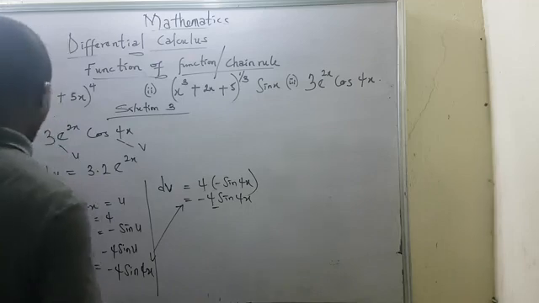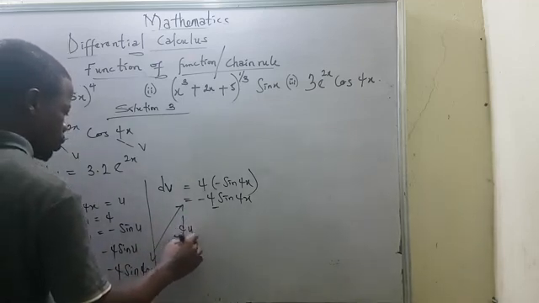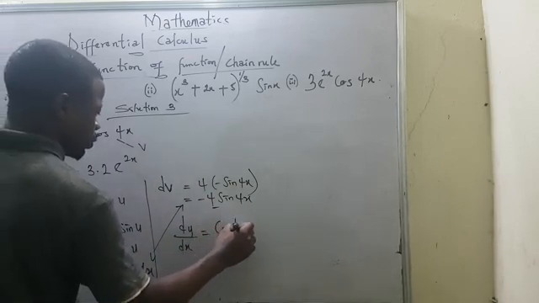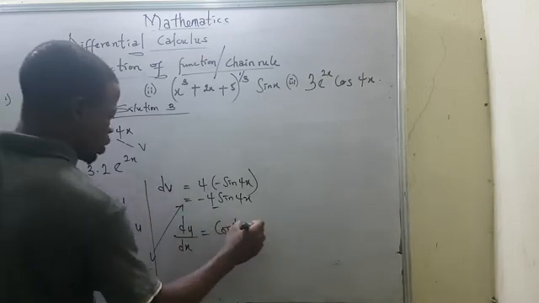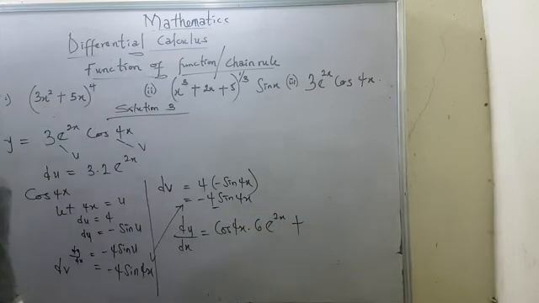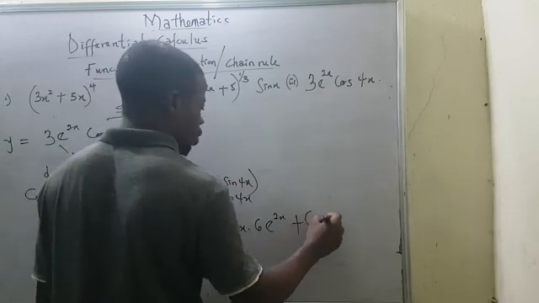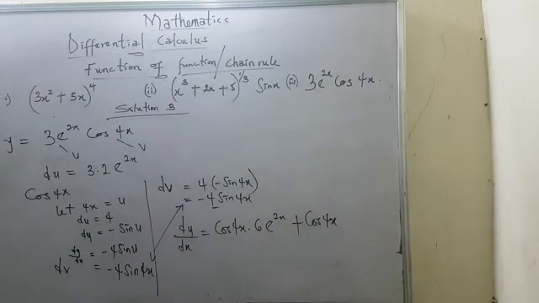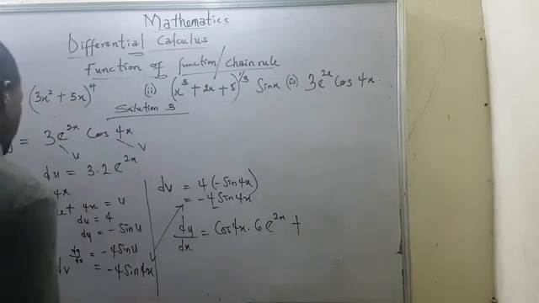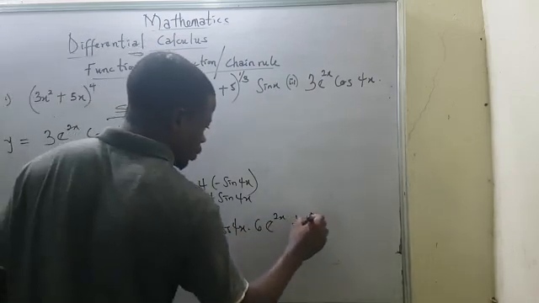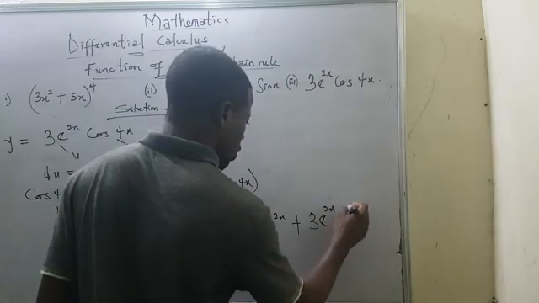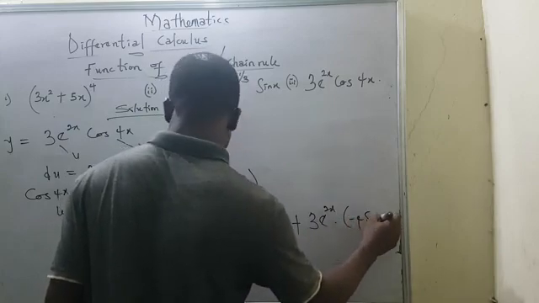Now, dy/dx will now be equal to v cos 4x times the u dash, which is this, times 6 exponential 2x, plus, I use u dv plus v du, so this will be u dv plus, our u is 3 exponential of 2x, the v dash is minus this. You have minus 4 sine 4x.